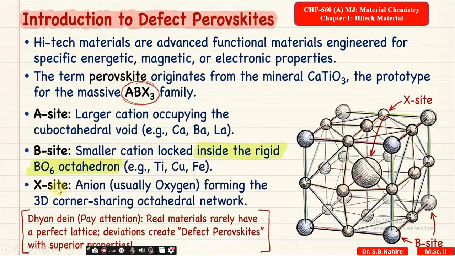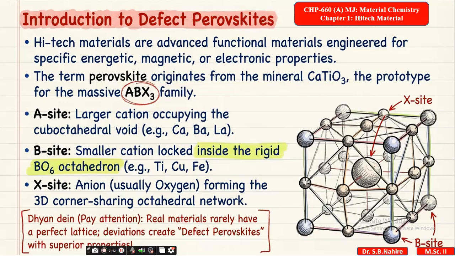Now X site. This is usually an anion, mostly oxygen. These oxygen atoms connect the octahedra and form a three-dimensional network by sharing corners. Now look at the diagram on the right side. You can see the 3D structure where the B site is inside the octahedron and oxygen atoms are forming the framework.